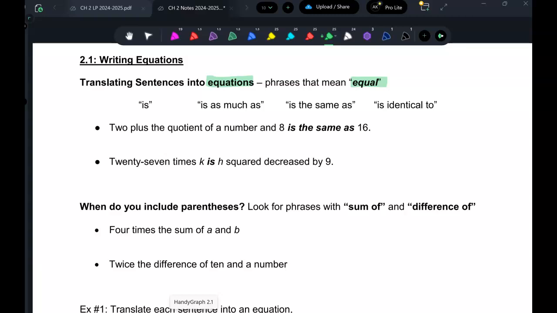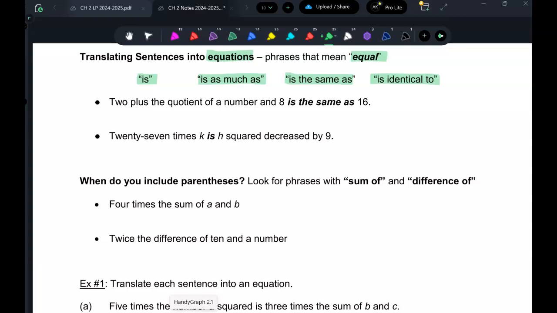So when do we put an equal sign? When we see phrases like is as much as, is the same as, is identical. What word do we notice in each of these? Is. Okay. Is means equals. So let's look at this one.